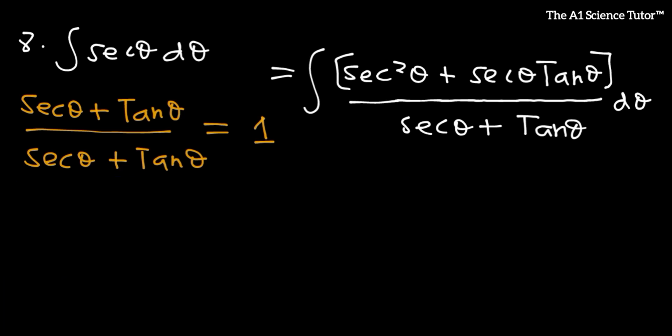Now what is the next thing that I need to do? I can actually take secant theta with tan theta and make it to be as u. So let u be equal to secant theta plus tan theta.